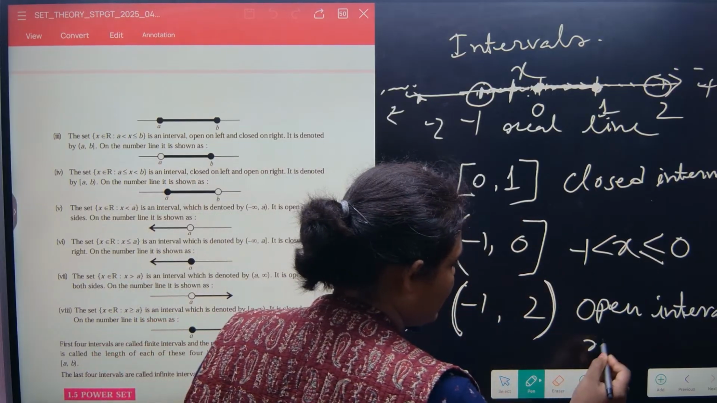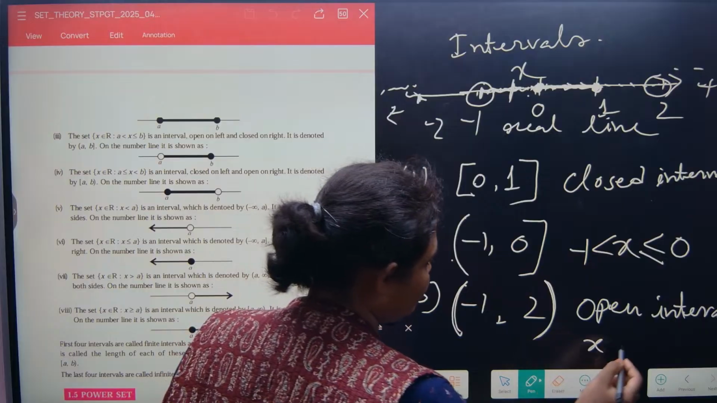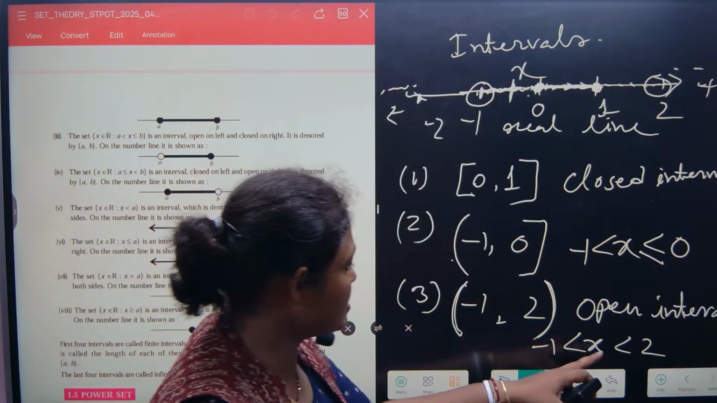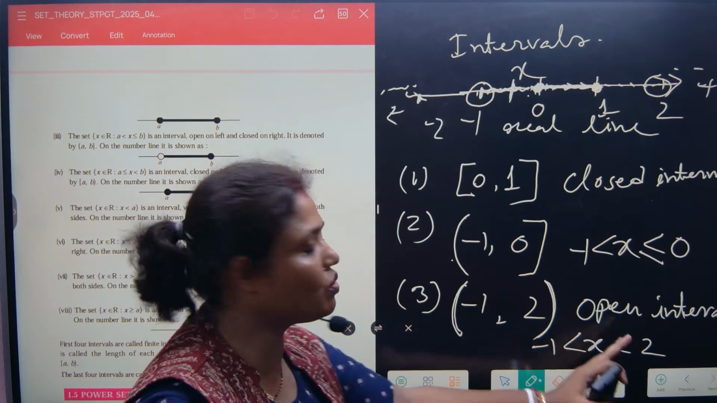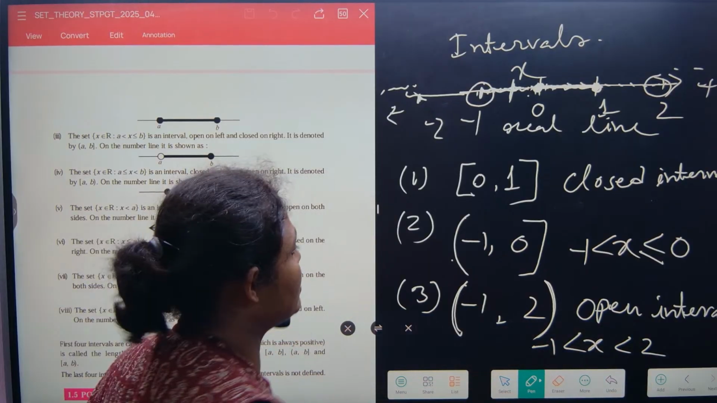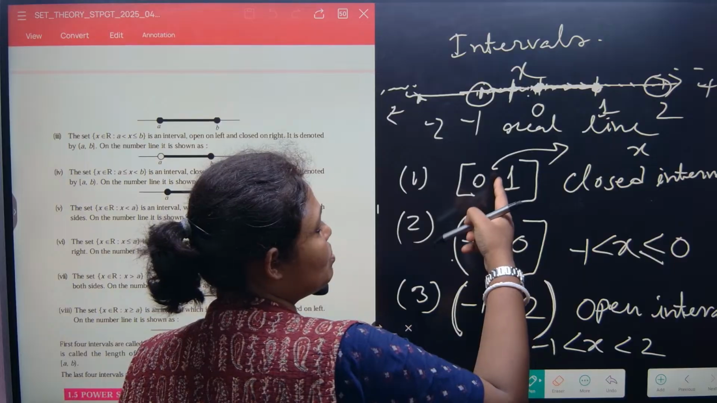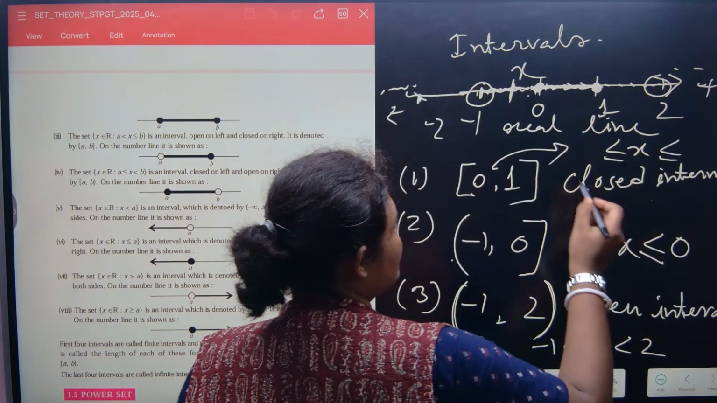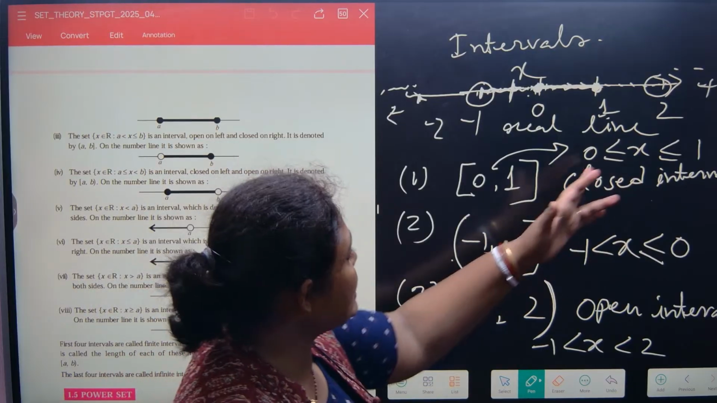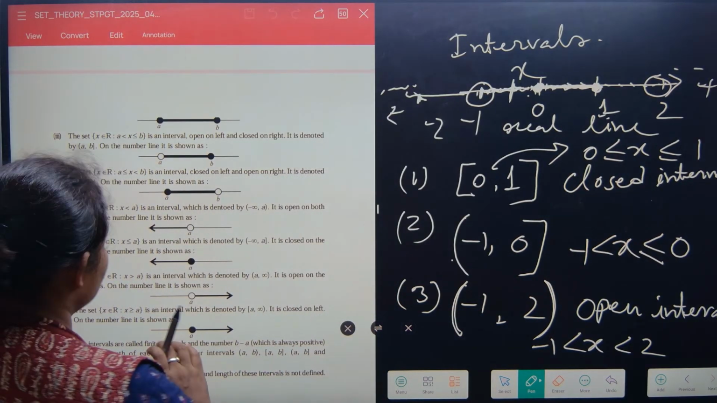Similarly, how to write any element lying between -1 and 2? There is no equal sign, because -1 and 2 are not included. Similarly, any element X within the interval from 0 to 1 can be written as 0 less than or equal to X, less than or equal to 1. Got it? So this is all about intervals. Next.